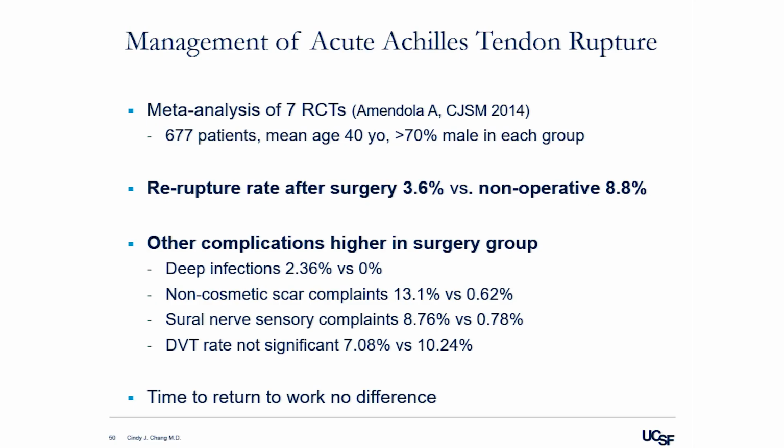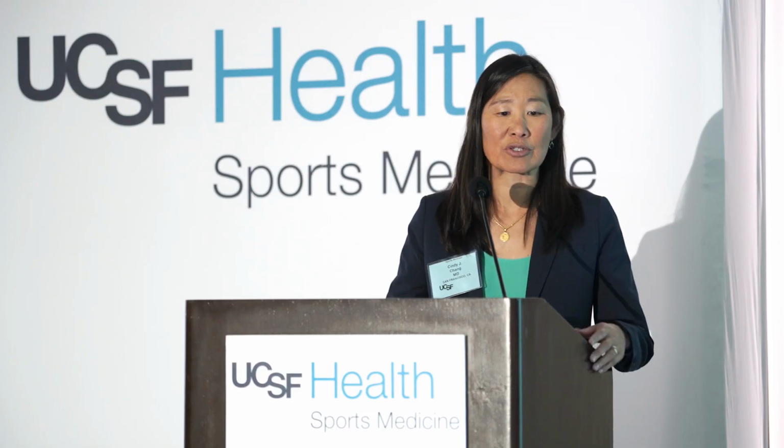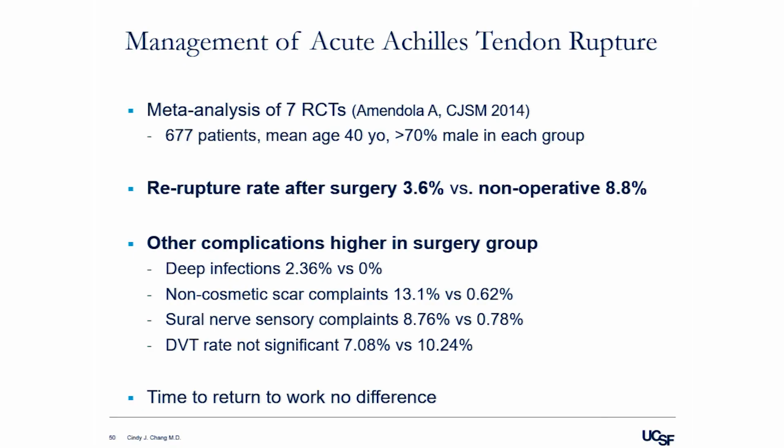Now, how do you manage acute Achilles tendon rupture? Meta-analysis, I'm going to go through this really quickly, but the re-rupture rate after surgery is 3.6% in this Amendola study compared to non-operative. And this is what we've always learned, that if you have surgery, your re-rupture rate is lower. But complications are certainly higher in your surgery group. Deep infections, the scars, some people may keloid, sometimes the sural nerve is caught, and so they have sensory complaints.